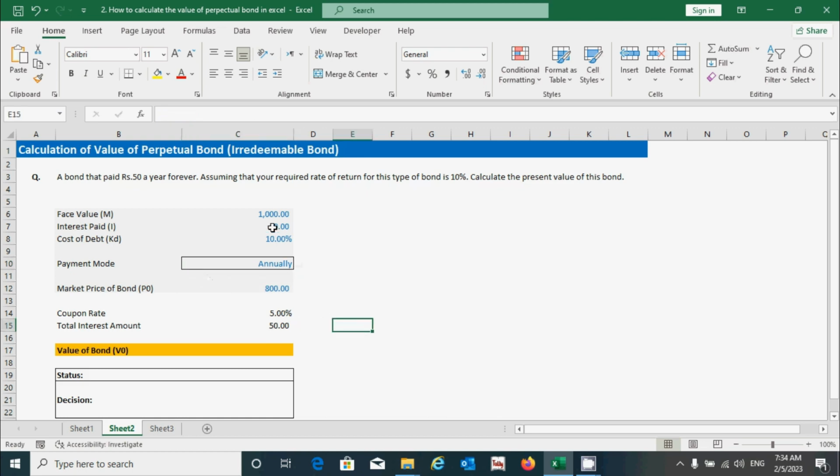Okay, as per the question's default. Okay, now let's calculate the value of the bond.